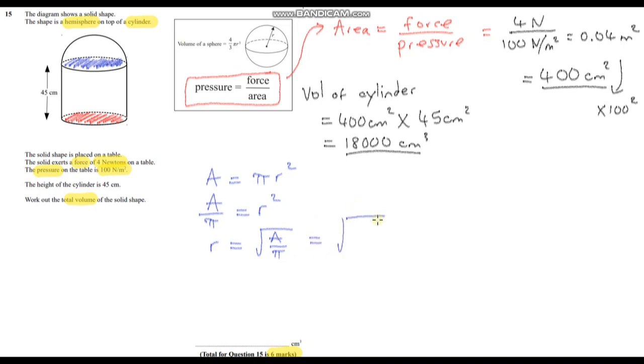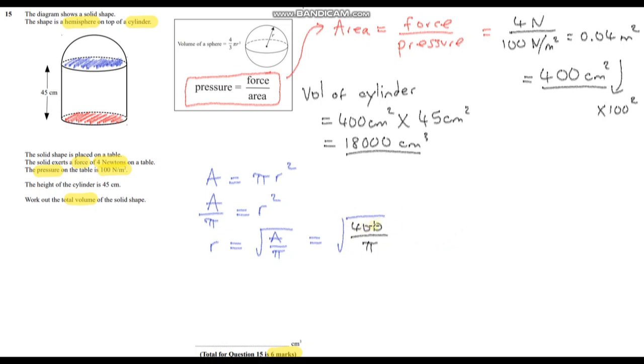So let's work out what this is. It's going to be the square root of our area, which is 400 centimeters squared, so it's going to be 400 over pi. Can we simplify this? Well, the square root of 400 is 20. So it's just going to be 20 over square root of pi. And we don't have to simplify this any further. Let's just leave this as our final answer for the radius.